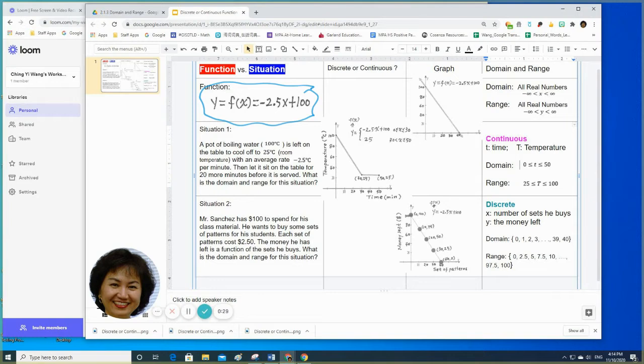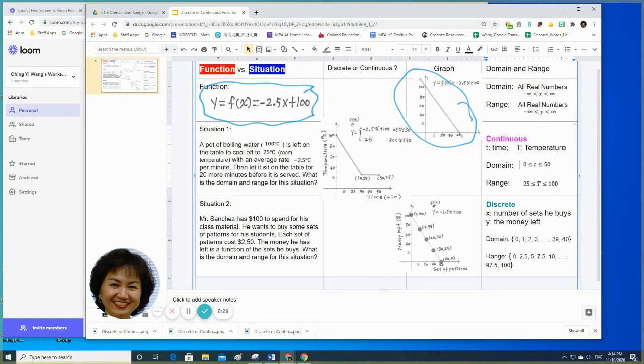So, this is a general linear function. You will learn linear functions in the future. Right now, you just know this is the graph for this linear function. It's just one straight line.